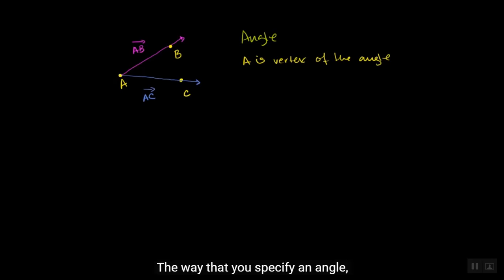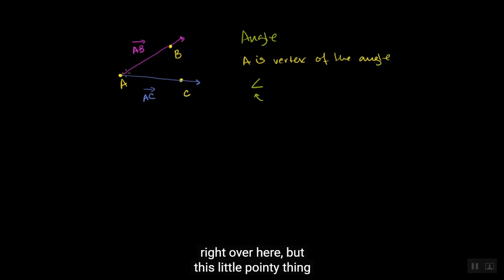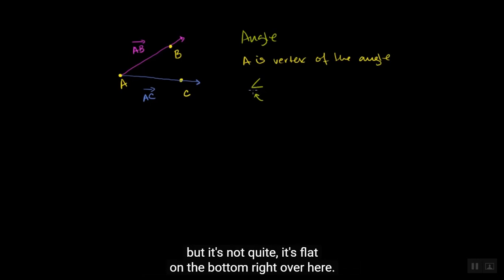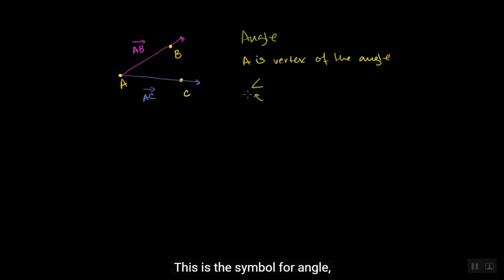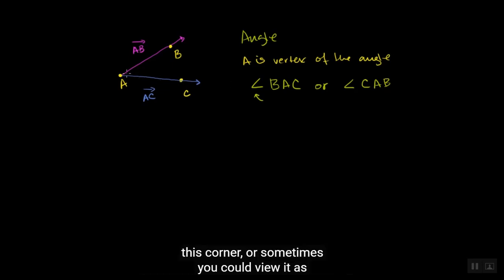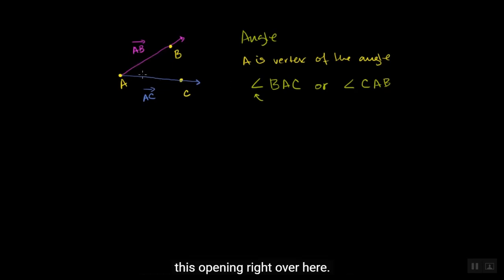So the way that you specify an angle, and hopefully this will make sense in a second, is that you say angle. This is the symbol for angle, and it actually looks strangely similar to this angle right over here. This little pointy thing almost looks like a less than sign, but it's not quite. It's flat on the bottom right over here. This is the symbol for angle. You'd say angle BAC, or you could say angle CAB. In either case, they're specifying this corner, or sometimes you could view it as this opening right over here. And the important thing to realize is that you have the vertex in the middle of the letters.